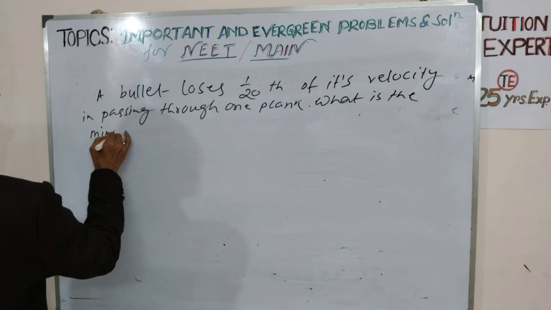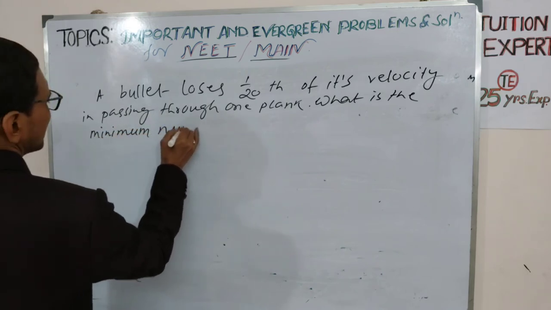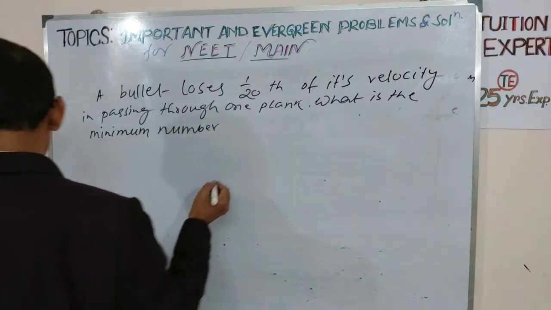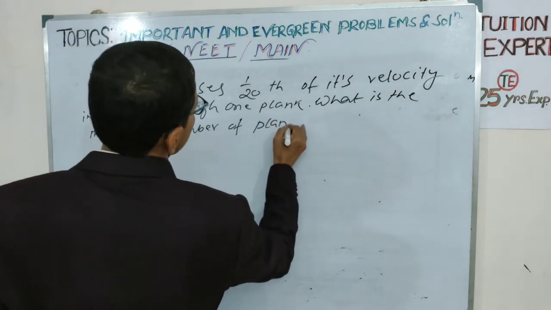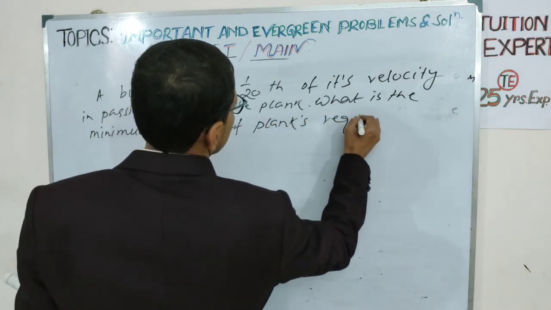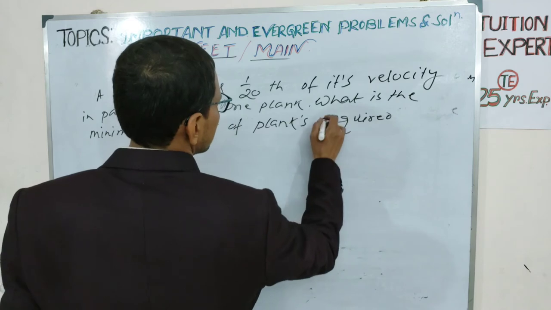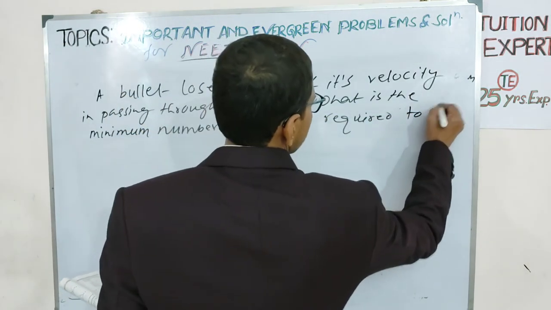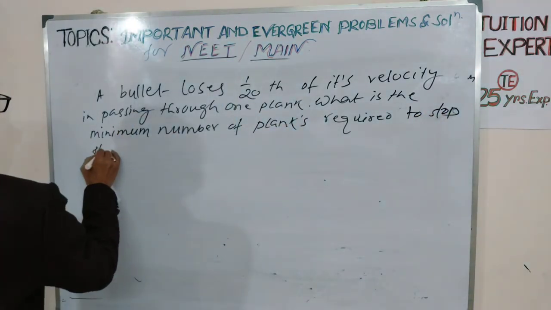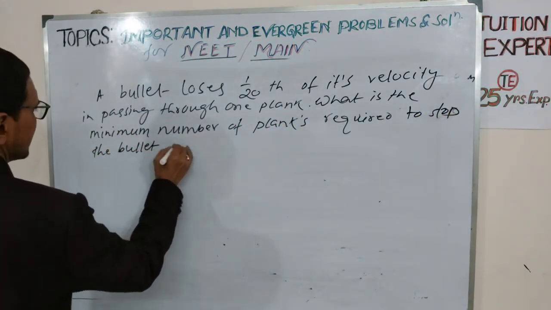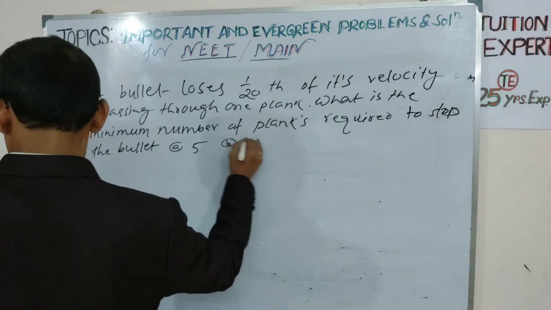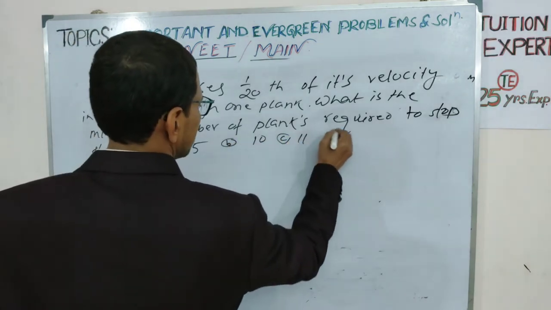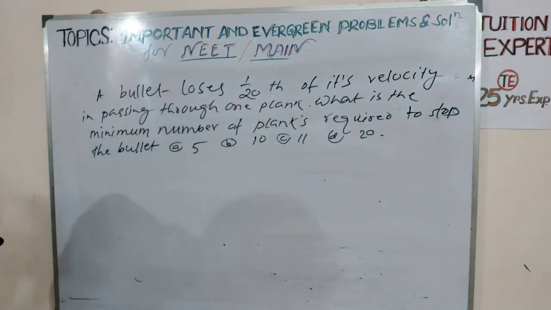What is the minimum number of planks required? What is the minimum number of planks required to stop the bullet? Answer is 11. I repeat the problem once again.